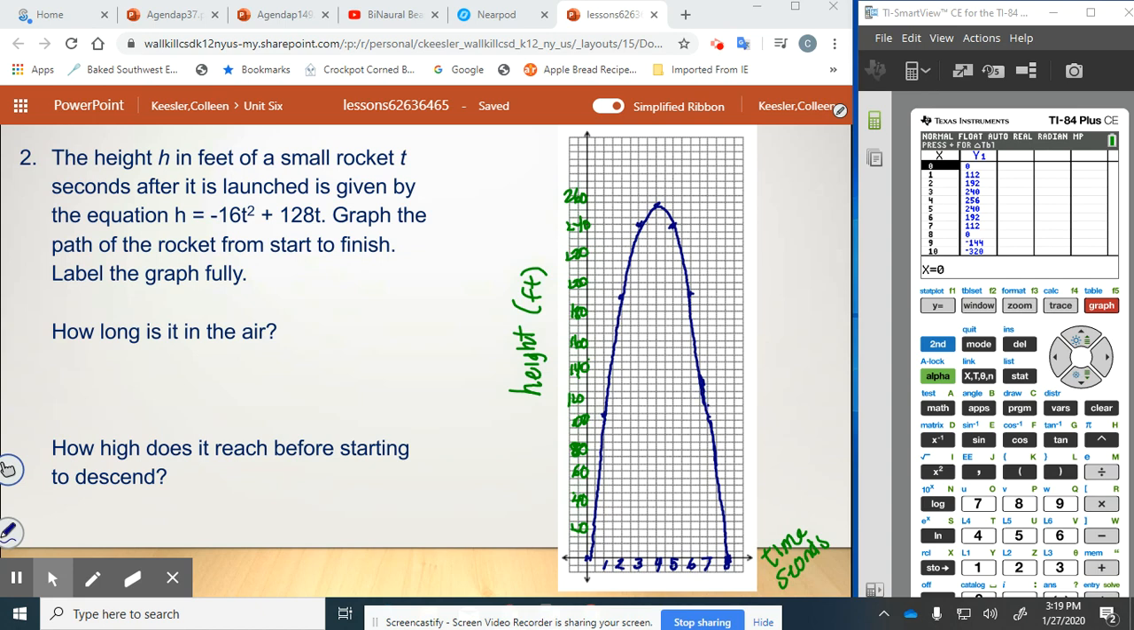Okay, so now we can answer those questions. How long is the ball in the air? We can say 8 seconds, because that's modeled by our x-axis. And how high does it reach before starting to descend? Well, that's at the vertex here. This is our maximum height, and the height is, again, 256 feet. So we can say 256 feet.